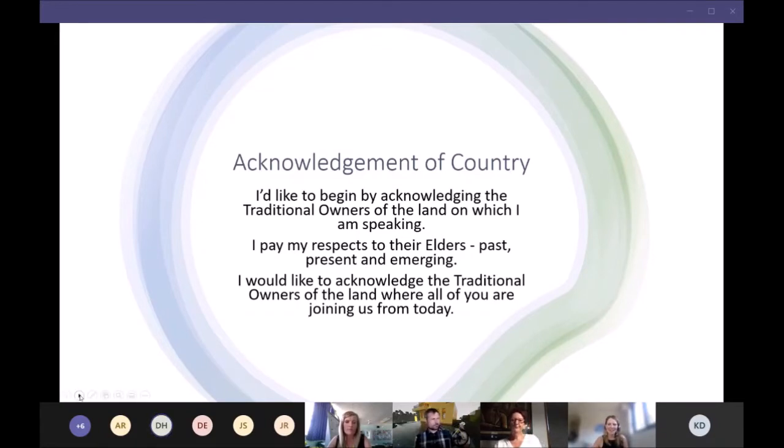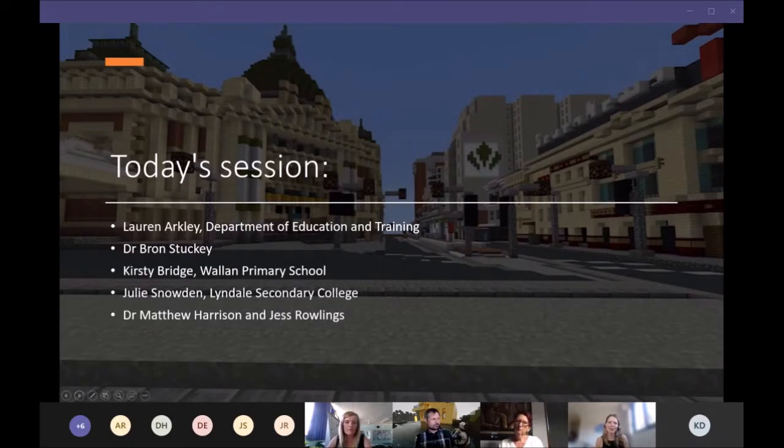Now, as Nathan said, we do have a number of speakers joining us today. I will speak very briefly just to go over some of the department's offerings with Minecraft Education Edition, but then I'll pass on to Dr. Bron Stuckey, who's going to be sharing some of the benefits that she's identified through her research and experience with Minecraft. We're also joined today by two of our Minecraft Innovation Cluster teacher superstars, Kirsty and Julie, who are going to be sharing what they've been doing in their classrooms.